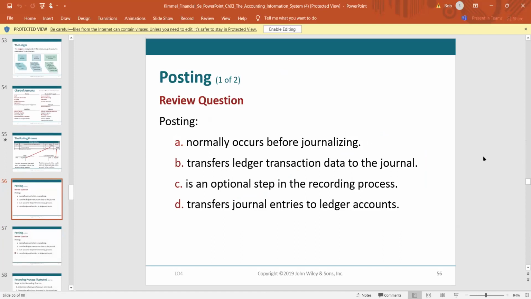Posting does not occur before journalizing. And I think it's D. Posting transfers journal entries to the general ledger, to your folders.